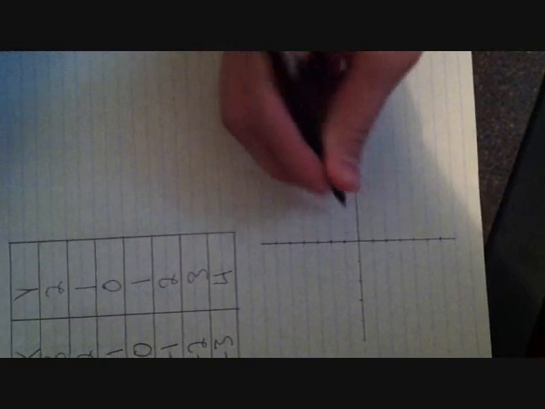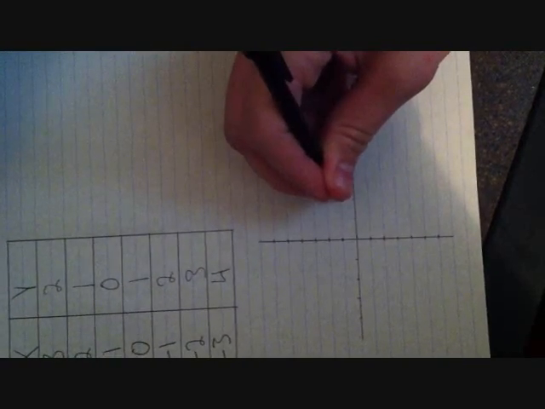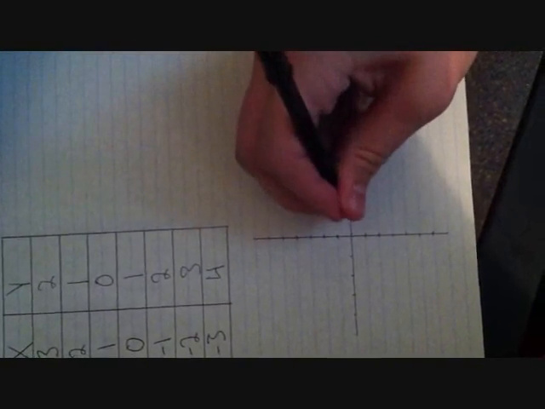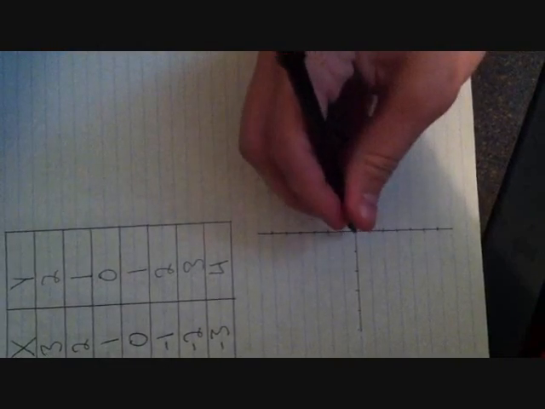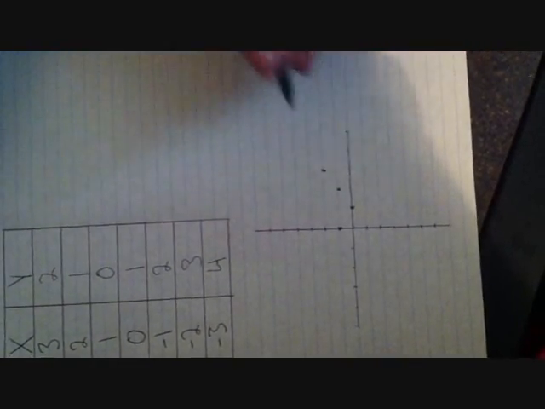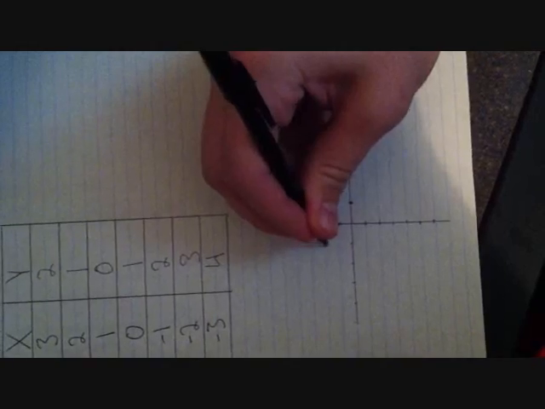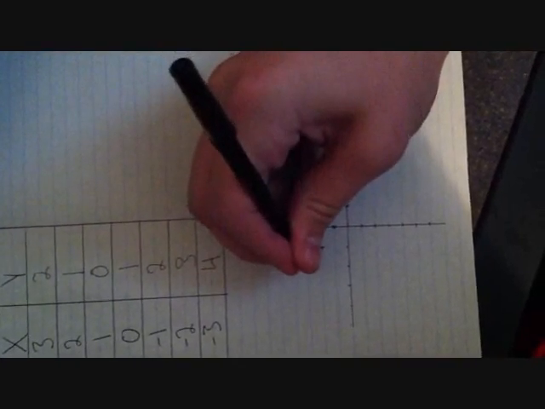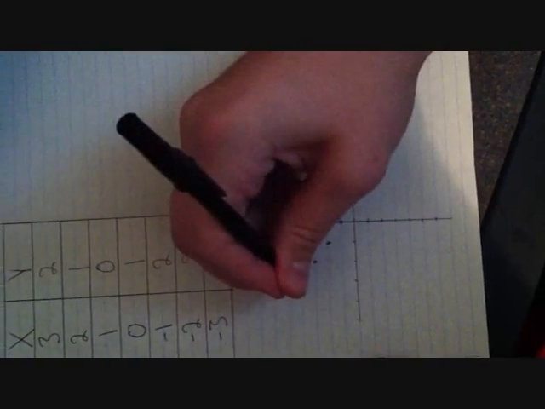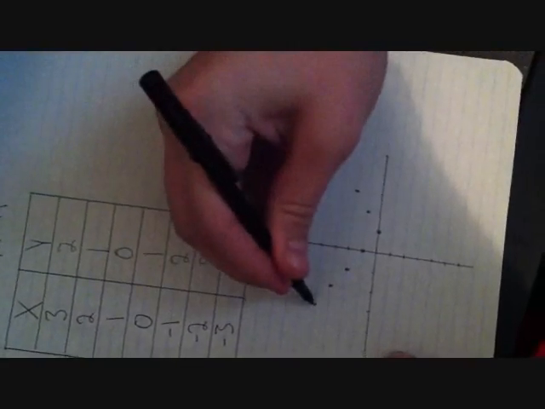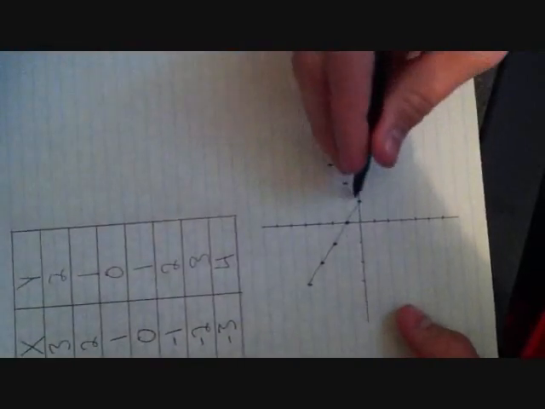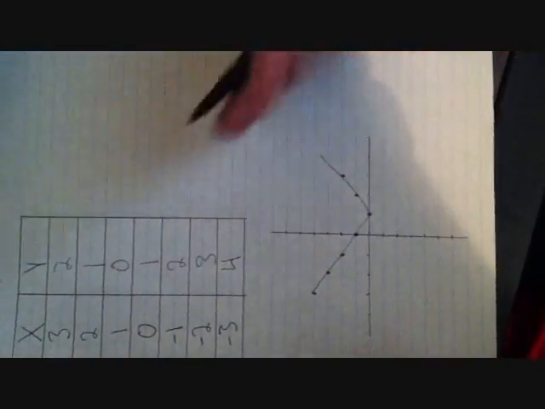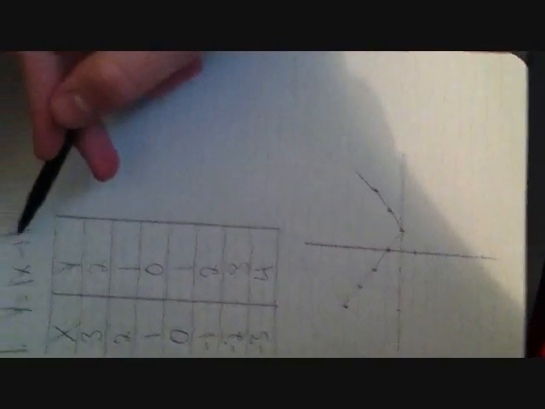So now we'll graph these. So we'll go 3, 2, 2, 1, 1, 0, 0, 1, negative 1, 2, negative 2, 3, and then negative 3 and 4. So once again we have our V for the graph, but it's just shifted over to the right because we subtracted 1 in the equation.